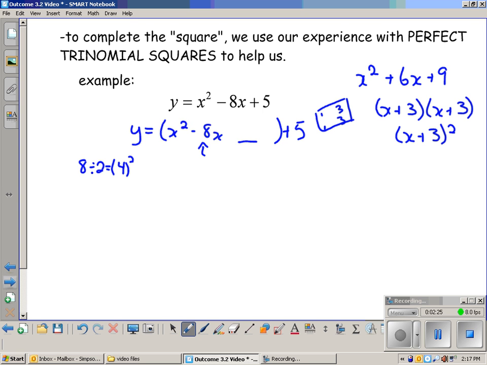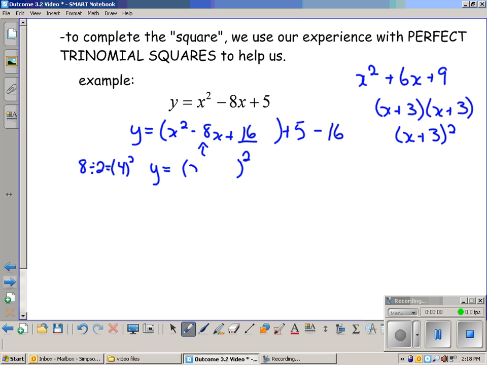4 squared is 16. Now we can't just randomly add numbers in, or we're changing what our equation is. So in this case, we are adding 16 in. To keep the equation the same as the one we started with, we need to also take that 16 away again. Our next line, we are going to factor what's in the brackets. Because we've designed it to be a perfect trinomial square, it will factor into two equal factors.